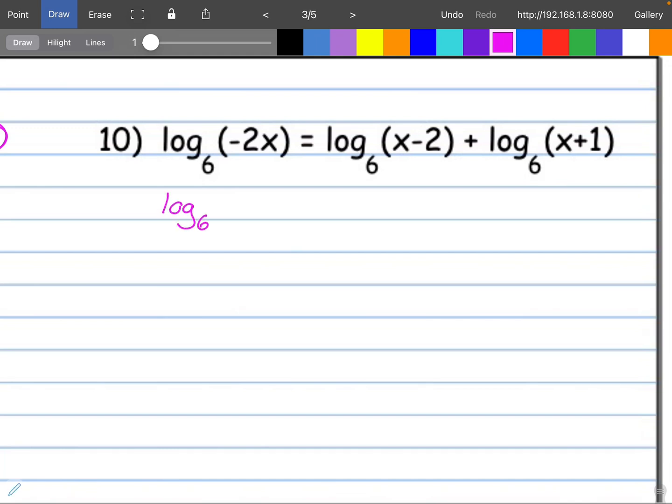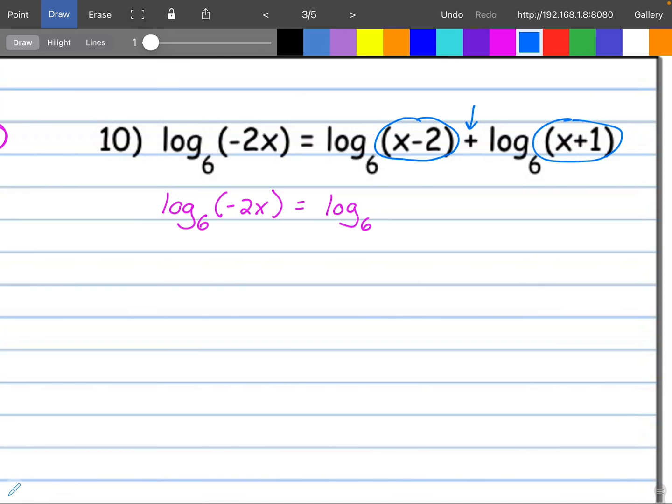So we're going to leave the left side alone for now. Log base 6 of negative 2x equals, and then I'm going to condense those 2 logs. Since they are both log base 6, I can condense them into a single log base 6. And then, what do I do with these 2 things here? Well, because it's adding, I'm going to multiply those 2 things together.